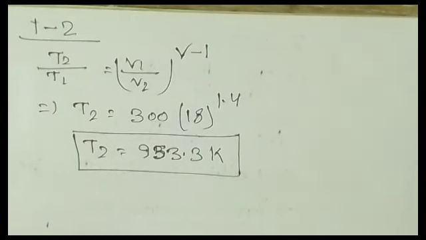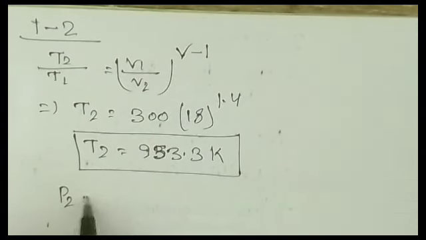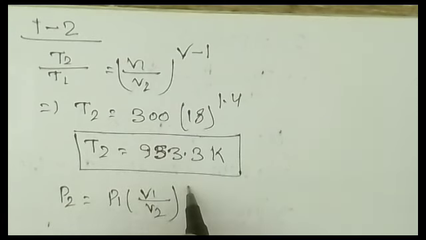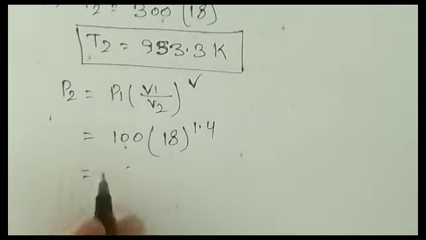Similarly, you can find P2. P2 is equal to P1 times V1 by V2 whole power gamma. P1 is 100 kilopascal, so 100 times 18 to the power of 1.4. So this is 5719, which overall you can say is about 5720 kilopascal.